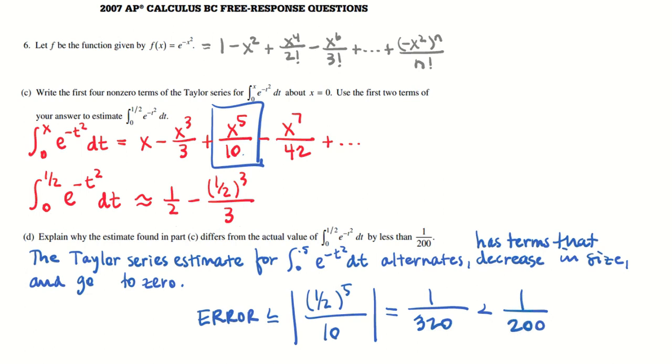which is definitely less than 1 over 200. Okay, so I think that was a good selection of Taylor series free response questions.